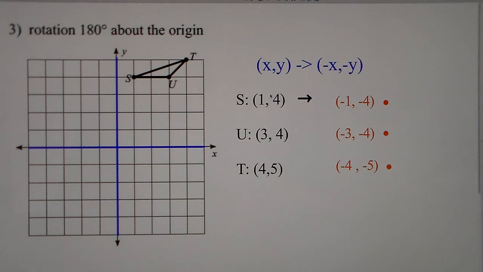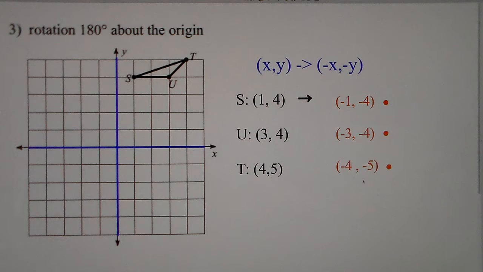Once we get our 3 coordinates, we're going to change them now. I'm going to rotate these 3 coordinates 180 degrees about the origin. So what we do, we take our X, Y, our 2 numbers, and we change the signs of each. So positive 1, positive 4 turns into negative 1, negative 4. U is 3, 4, so U prime will be negative 3, negative 4. T, 4, 5 turns into negative 4, negative 5.